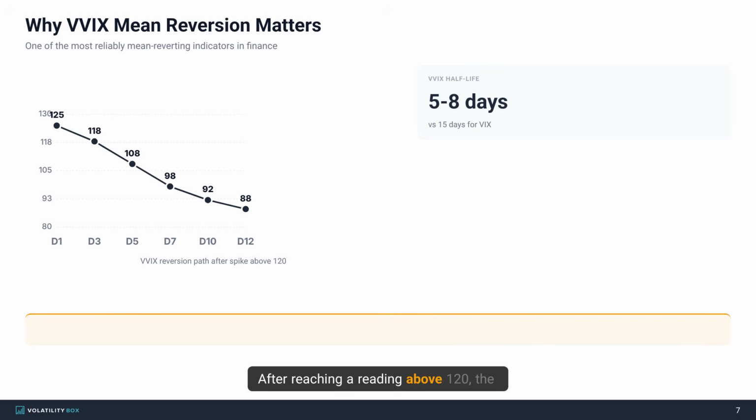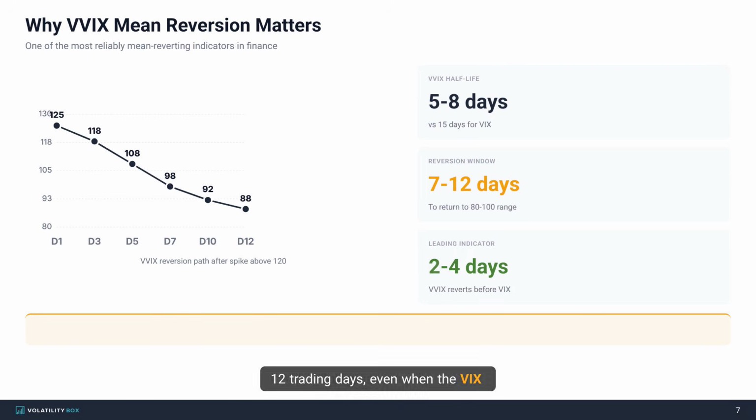After reaching a reading above 120, the VVIX typically starts to return back to its 80 to 100 normal range that we talked about within about 7 to 12 trading days, even when the VIX stays elevated. And this asymmetry right here between the VVIX and the VIX is where you have this timing window of opportunity for you to take advantage of.